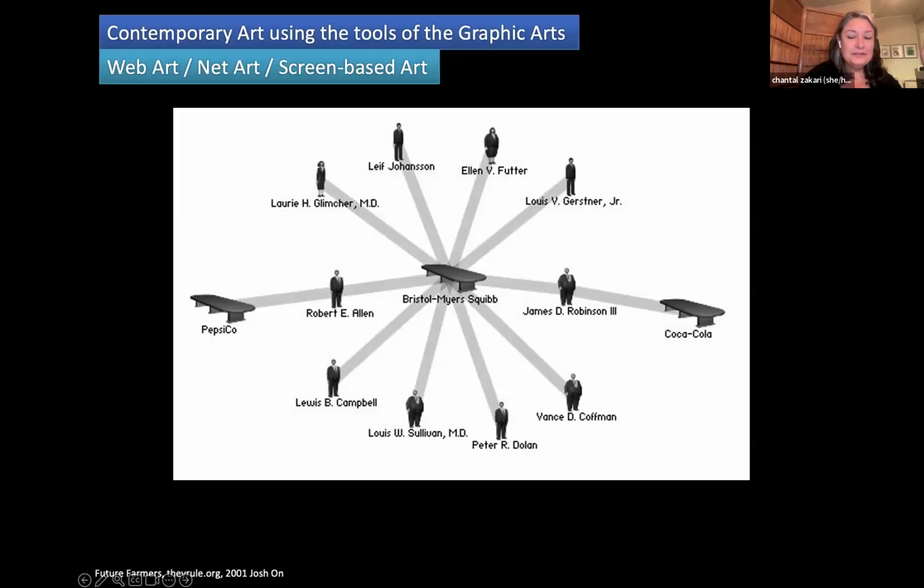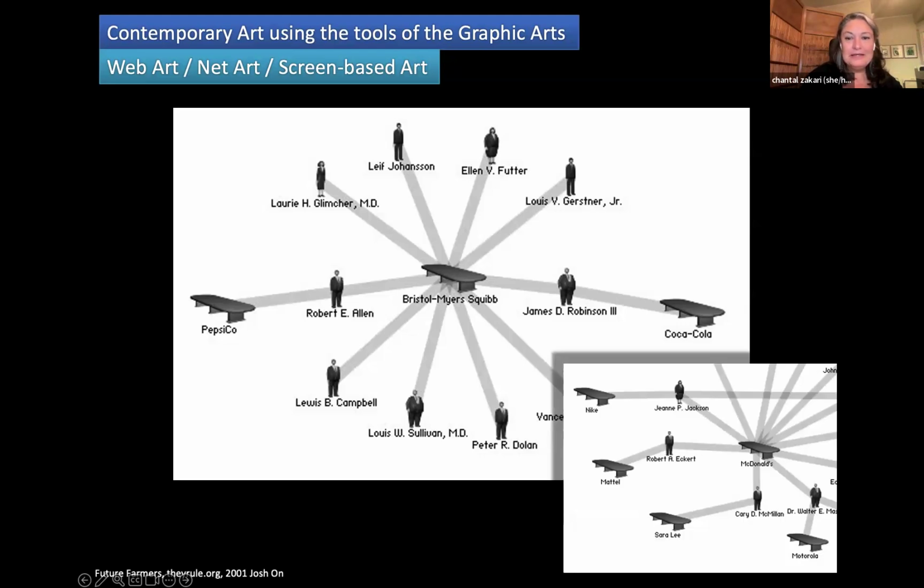Many artists started using the internet as a medium to make internet-based art, or net art, or screen-based art, or web art. There are many different ways of calling this. This is a piece by Future Farmers, which is based on direct data collected from the internet about Fortune 500 companies and their board of directors. And as you click on each name, you see the hidden connections between the board members and the companies.